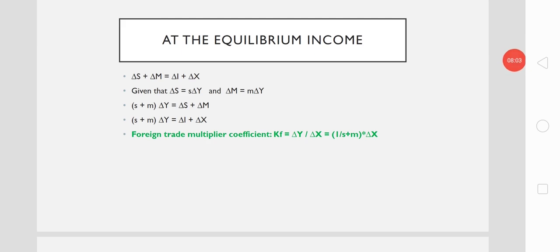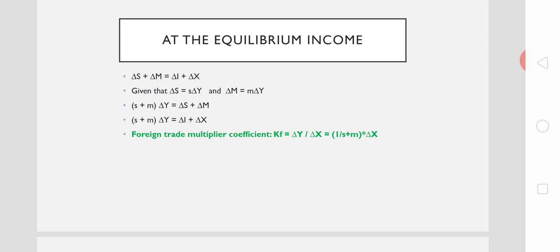A nation will be in equilibrium when saving is equal to investment in a closed economy model. But in an open economy model, saving plus import will be equal to investment plus export. So ΔS plus ΔM, the change in saving and change in import, is equal to the change in investment and change in export. The change in these indicators will be equal in the equilibrium income of a nation in an open economy model.